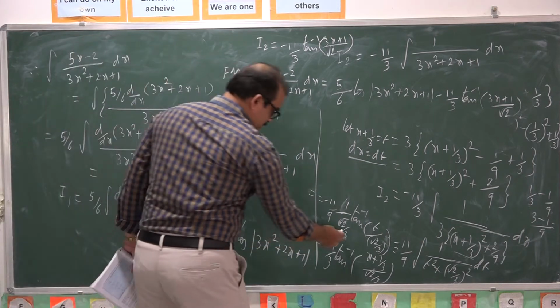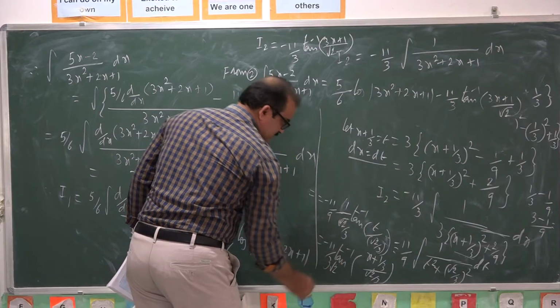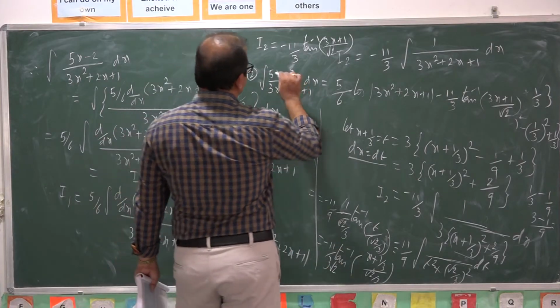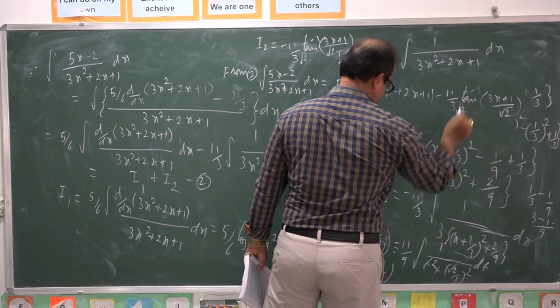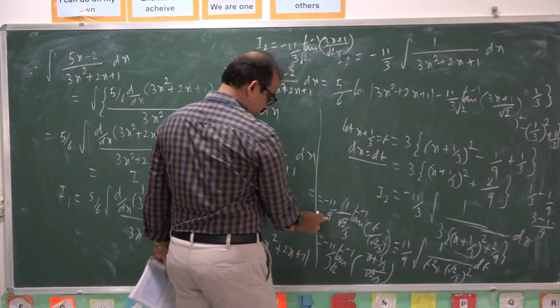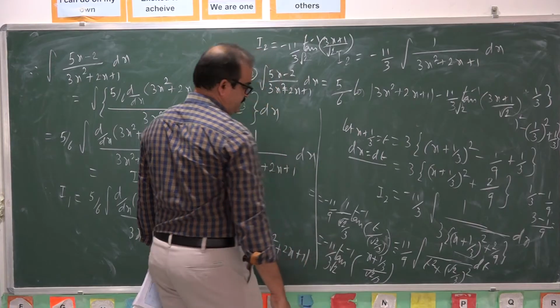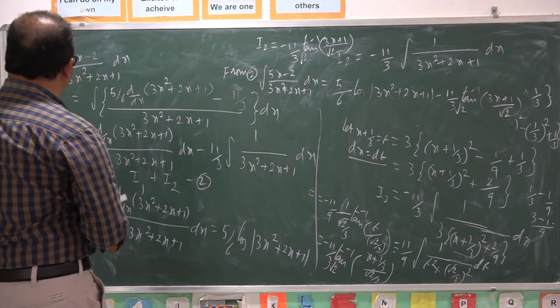See here, it is 3 root 2, root 2 is there, 3 root 2, write it as root 2. Here it is 2, the 3 cancels, we get 3 root 2 here, right.